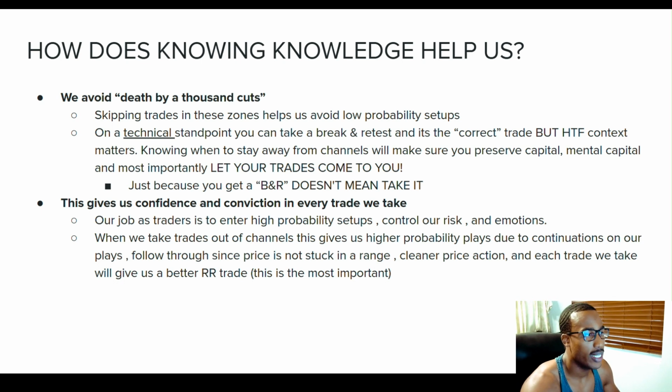So when we take trades out of channels, this gives us high probability plays due to continuations on our plays. Follow through, since price is no longer stuck in a range, cleaner price action. And each trade we take gives us a better RR. That's the most important. We want RR trades.